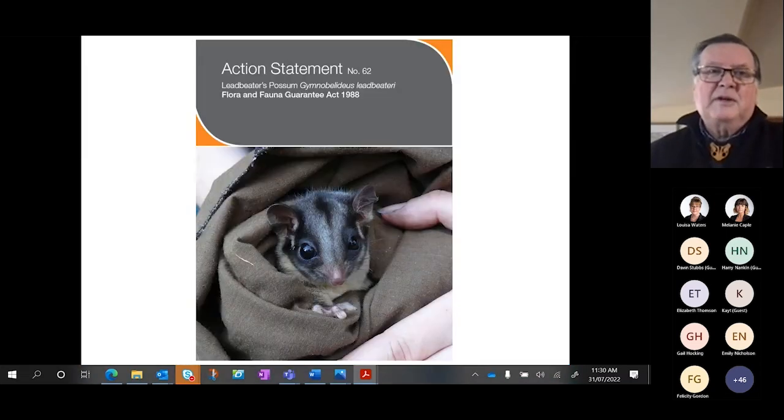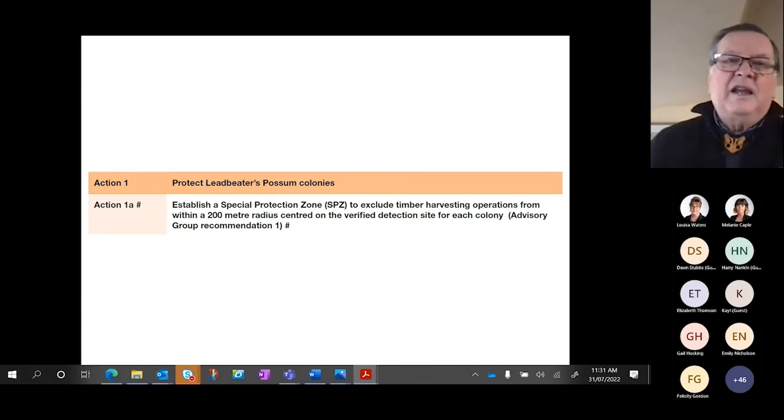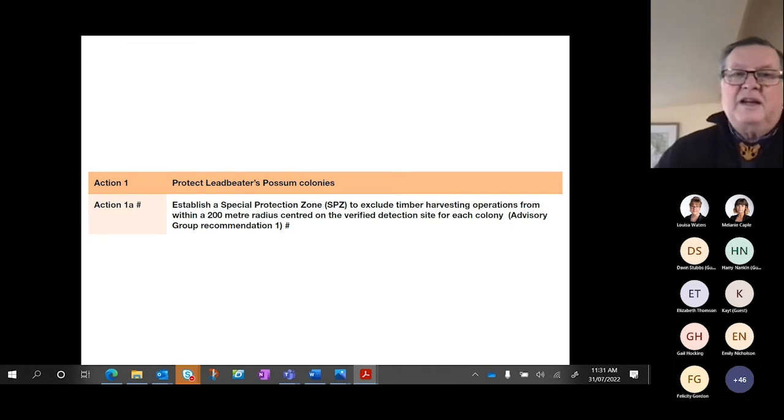They made statements supporting a Great Forest National Park. And an action statement for Leadbeater's possum was updated by the coalition government. In all but one respect, it was worse than the 1990s action statement. The one improvement was to establish a special protection zone. When a Leadbeater's possum was spotted, it got a 200-meter radius around it to be protected.